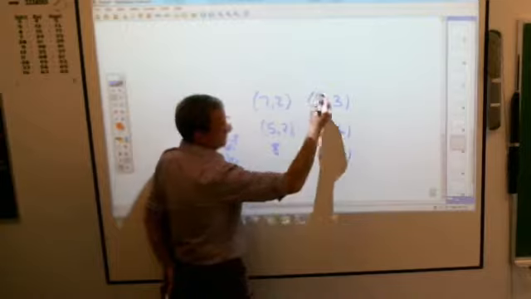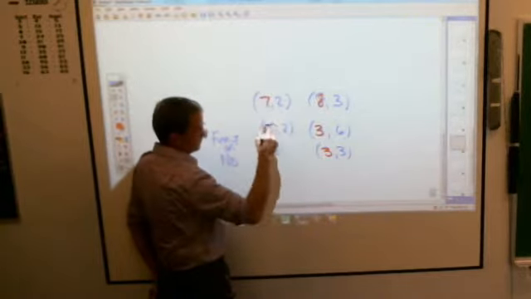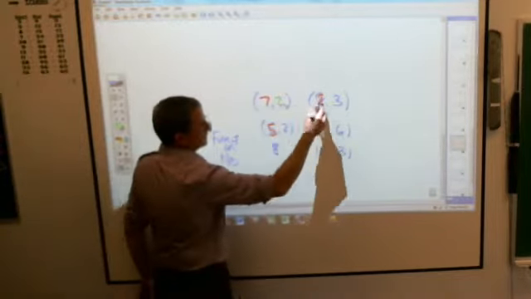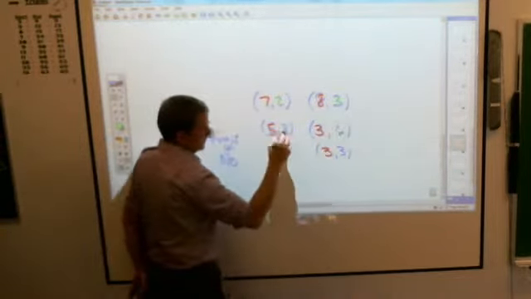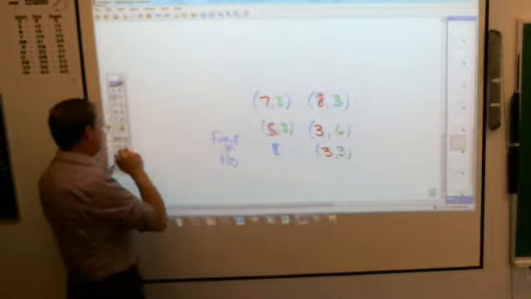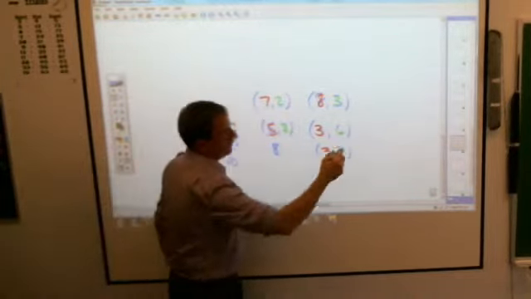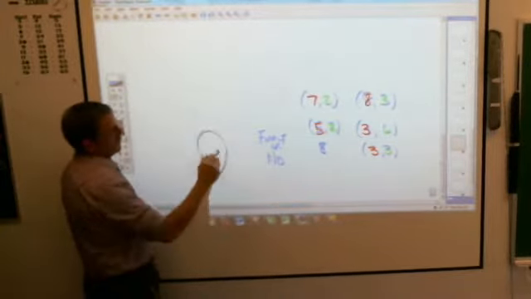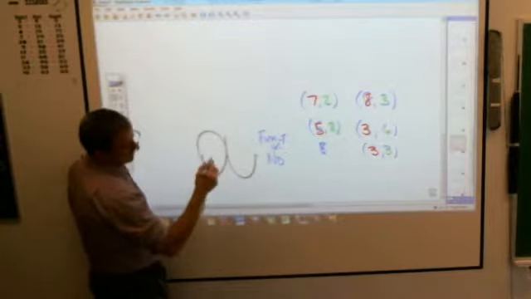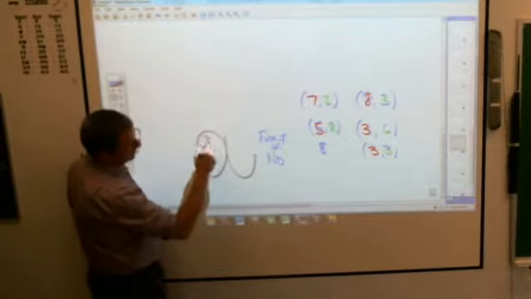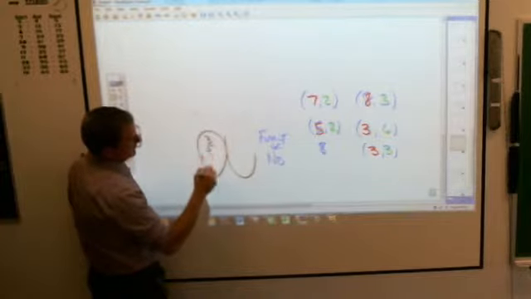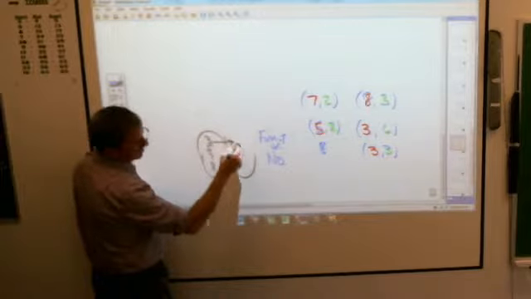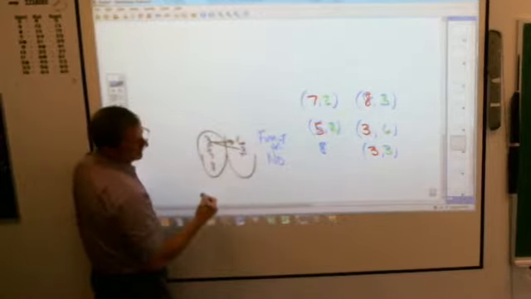All the domain numbers are in red. All of the range numbers are in a shade of green and blue. If I were making a mapping out of this, doing the little arrow thing, what are my numbers on the left? It looks like I have 3, 5, 7, and 8. 3 goes to 6, and 3 also goes to a 3.